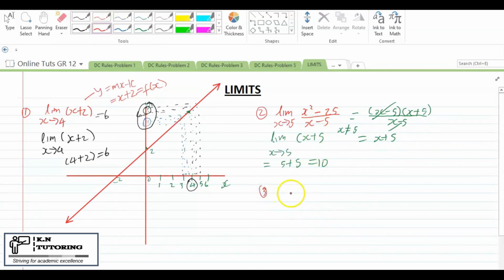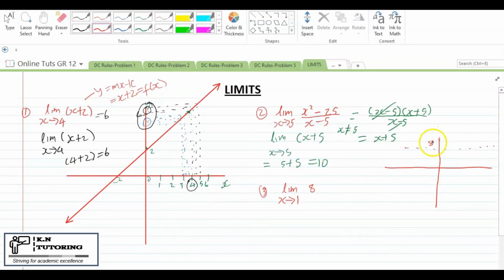Number 3. The limit of 8 as x approaches 1. Now, if you look at this problem, you will see that there's no x value here. There's no way you can substitute the value of 1. Let me draw a graph of this so that you can see what's happening. I have a Cartesian plane, and I have a straight line passing there at 8.